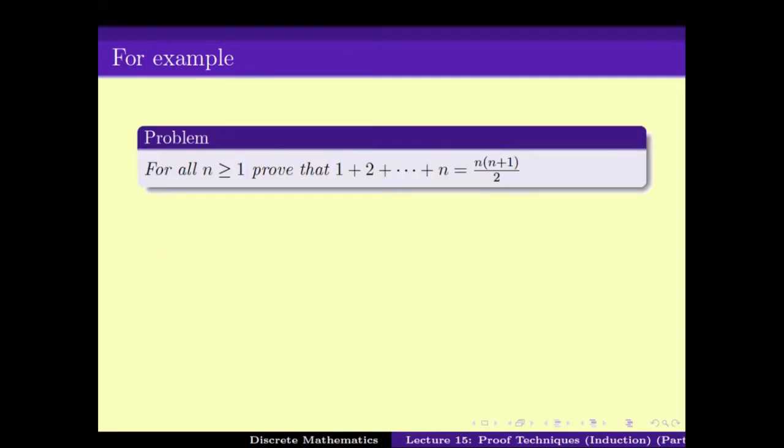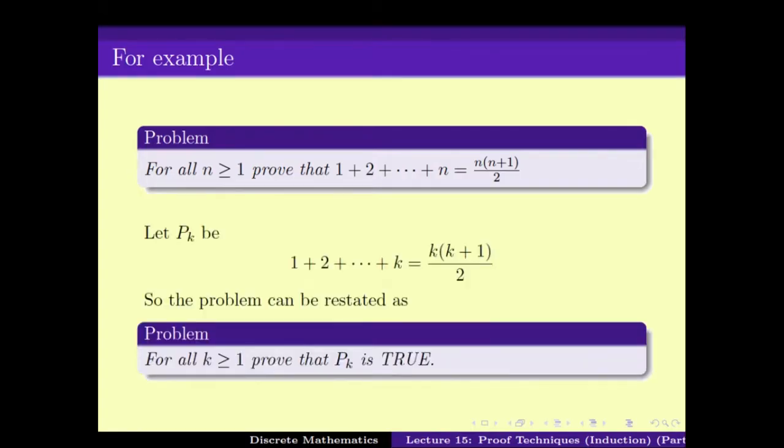So we saw a few examples of how to split up the problem. The example that we saw last time was: for all n, if we have to prove that the sum of the first n integers is n into n plus 1 by 2, we can split up this problem as: for a particular k, the sum of the first k integers is k into k plus 1 by 2, and then we have to prove that this statement is true for all k. So this problem becomes, basically, the AND of all the Pi's, where i ranges over all the possible integers, natural numbers.